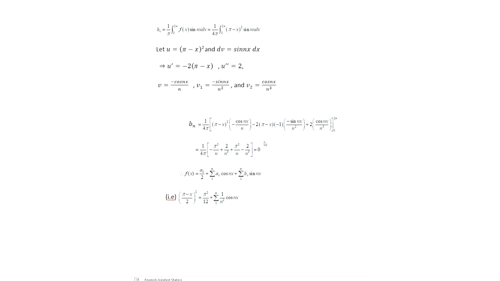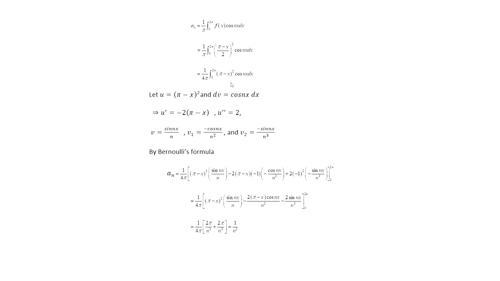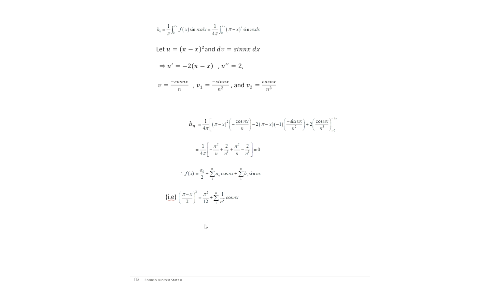That is, we get f of x is a0 by 2 plus summation 1 to infinity an cos nx plus summation 1 to infinity bn sin nx. Bn is 0 and a0 is pi square by 6. So a0 by 2 is pi square by 12 plus summation 1 to infinity 1 by n square. An is 1 by n square. So 1 by n square cos nx. This is what we have to prove.